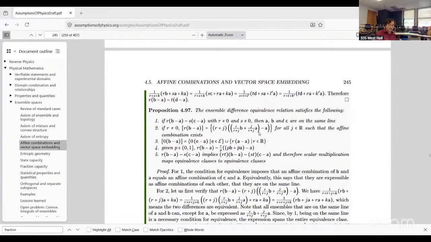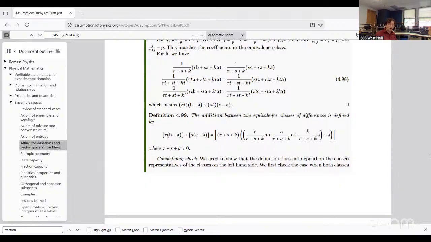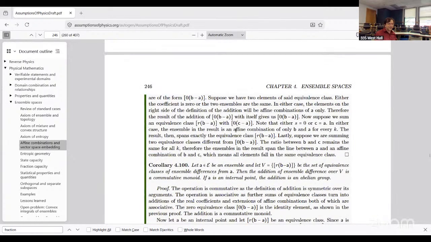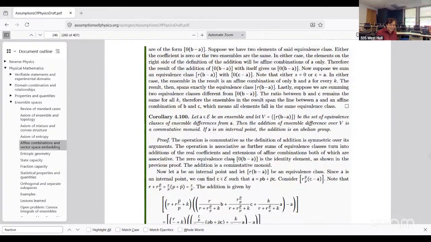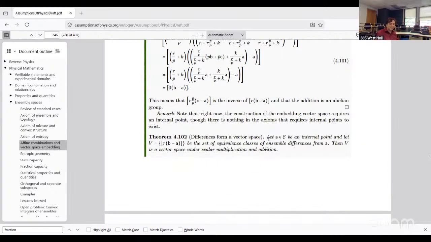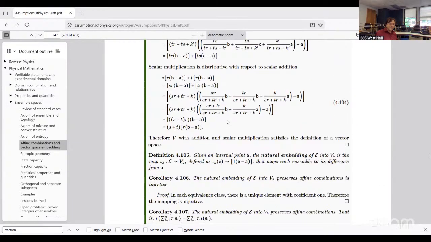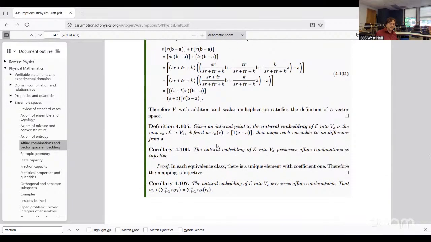Then what you do later is that you define an addition on the equivalence class of differences. And now this plus is an addition in the vector space. And therefore you have to go and check that everything works. And then it does, and you're happy and so on. There might be a more elegant way to do it, but this one works. And then you basically show that for every internal point, you can create a vector space, and then you have a natural embedding of the ensemble space inside.